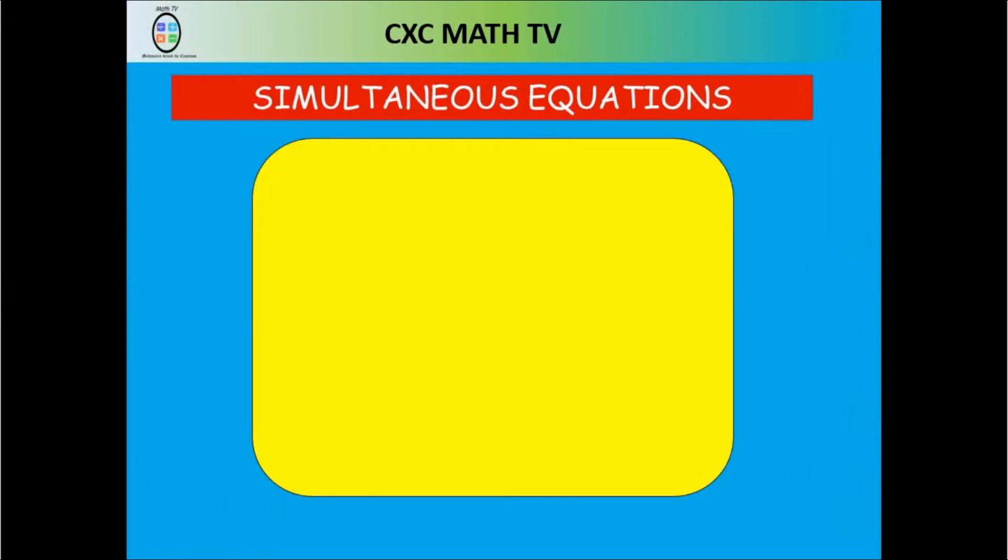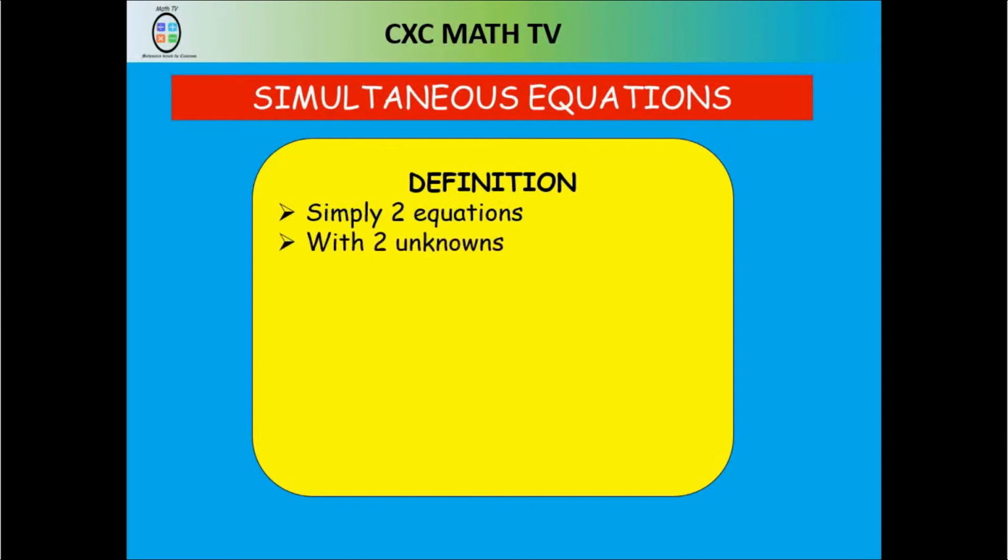Well, to put it simply, simultaneous equations are just two equations. Just two equations are given, and it's usually two unknowns. Two equations, two unknowns. The most common variables used are the variable x and the variable y.